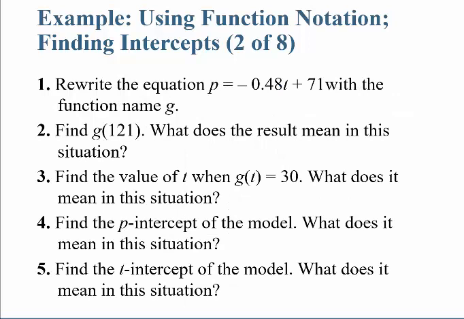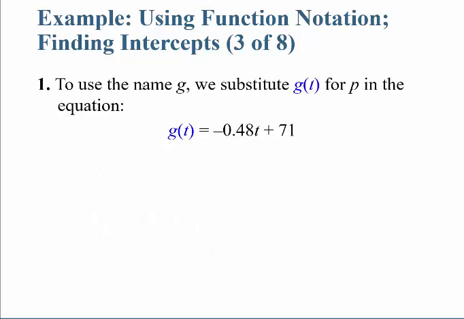Okay, so here's what I want to do. I want to rewrite the equation p is equal to negative 0.48t plus 71 with the function named g. I want to find g of 121. What does this mean in this situation? I want to find the values of t when g of t is equal to 30. What does it mean in this situation? I want to find the p-intercept of the model. Again, what does it mean? I want to find the t-intercept of the model. What does it mean?